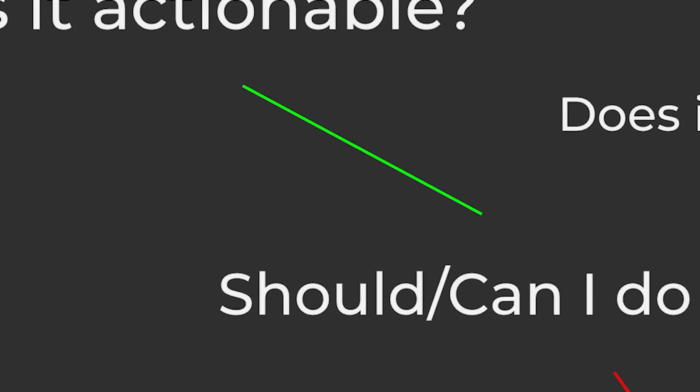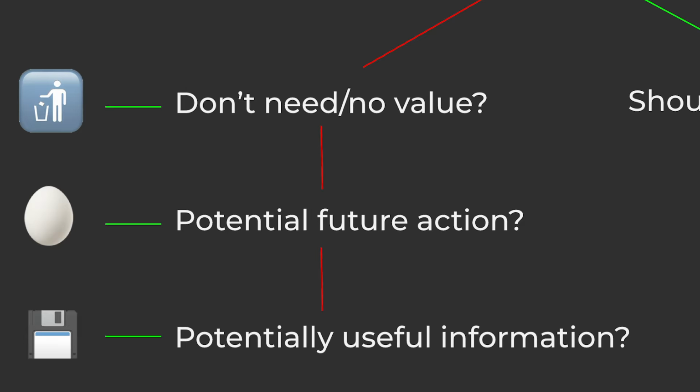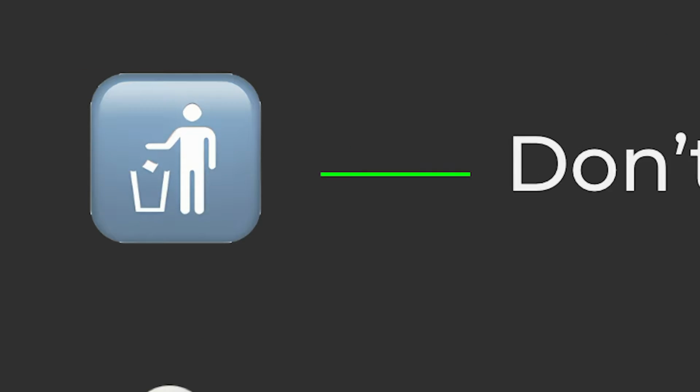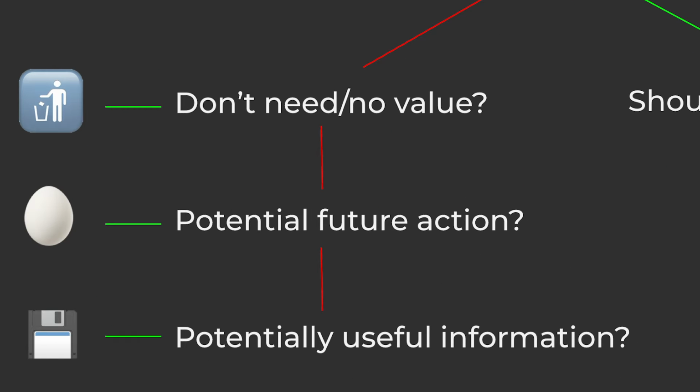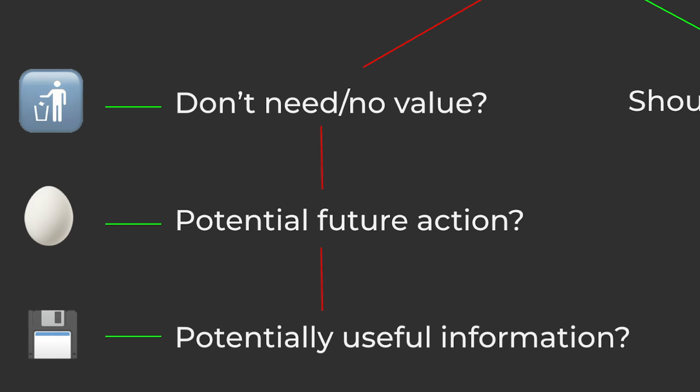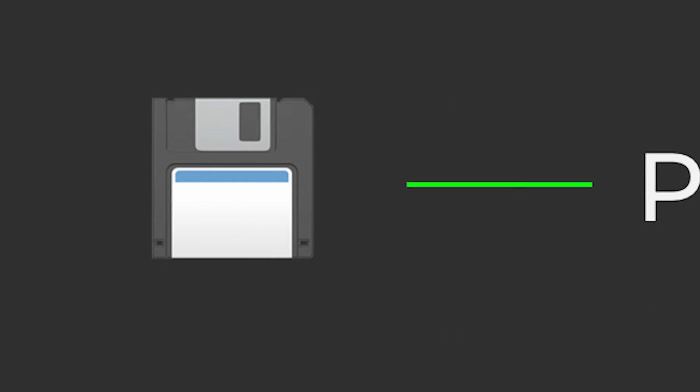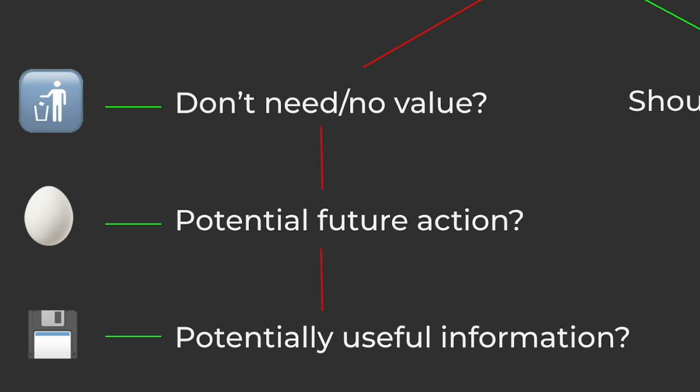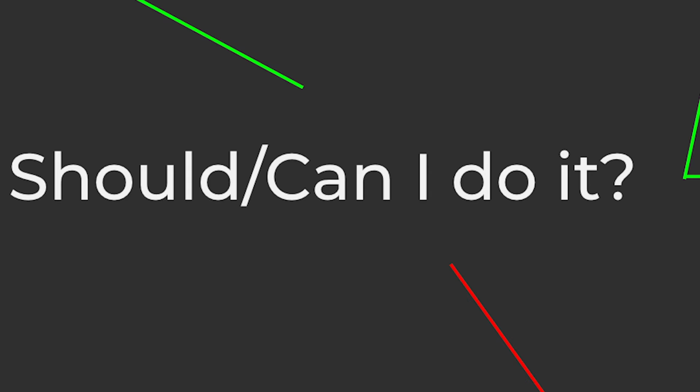If it's not actionable, you have three possibilities. If it's something you don't need and is of no value to you, you trash it. If it's something that doesn't require any action now, but you may need to do something in the future, you incubate it. And if it's potentially useful information that you might need later, you archive it as reference material or project support material.